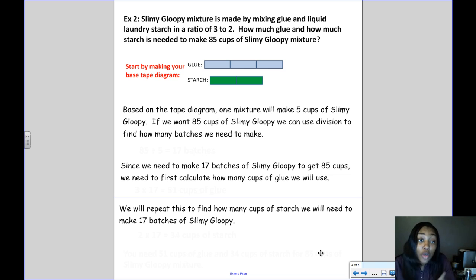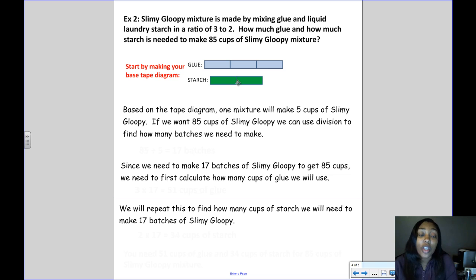So a slimy gloopy mixture is made by mixing glue and liquid laundry starch in a ratio of 3:2. And remember, the order that the statement is in is the order that the ratio is in. So that means the 3 goes with the glue and the laundry starch goes with the 2. So how much glue and how much starch is needed to make 85 cups of the slimy gloopy mixture? We're going to start by making our first tape diagram based off of the first ratio.